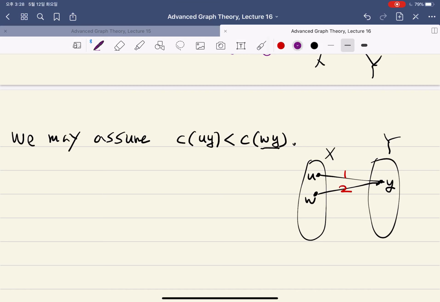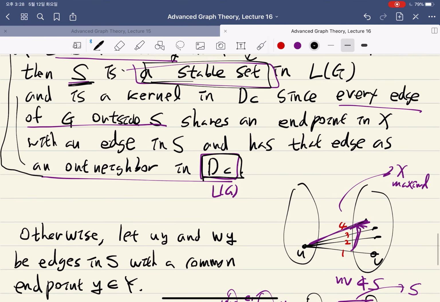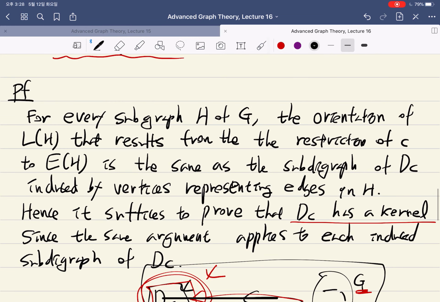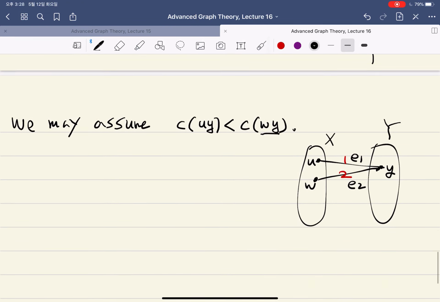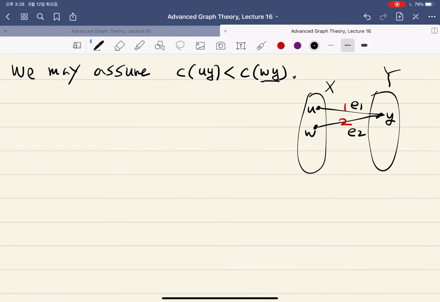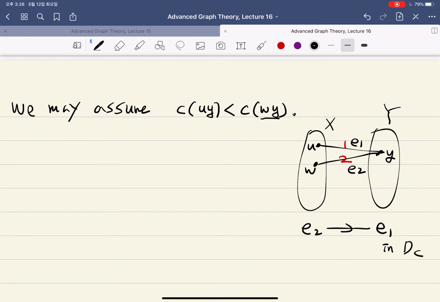So recall that in DC, let's say this is E1, this is E2. What was the definition of DC? So this is the situation. From the bigger one to the smaller one, we always orient if they share a vertex in Y. So E2 to E1. So this is the orientation that we get in DC. So now what we do is we take this E2 and we delete it. So that's our choice.